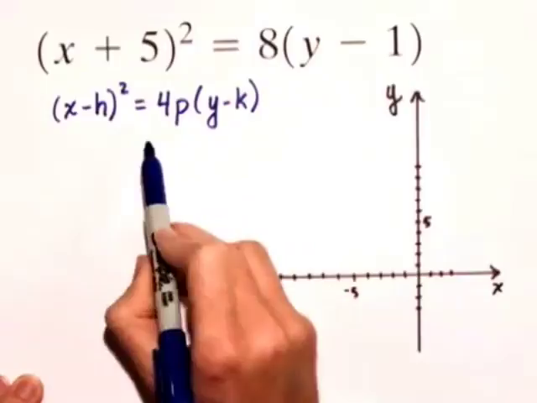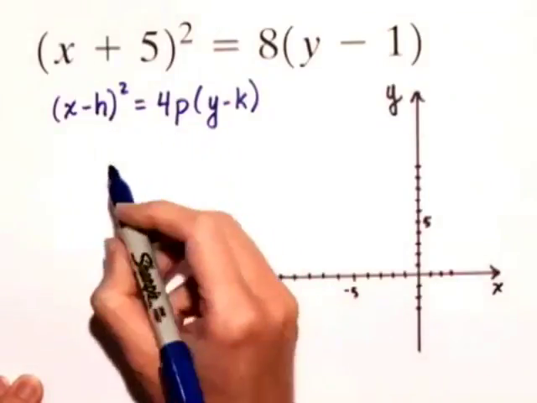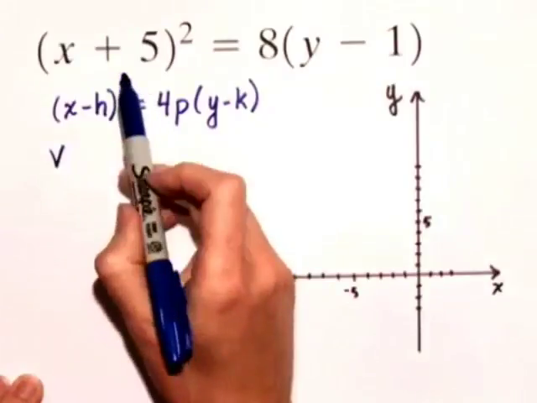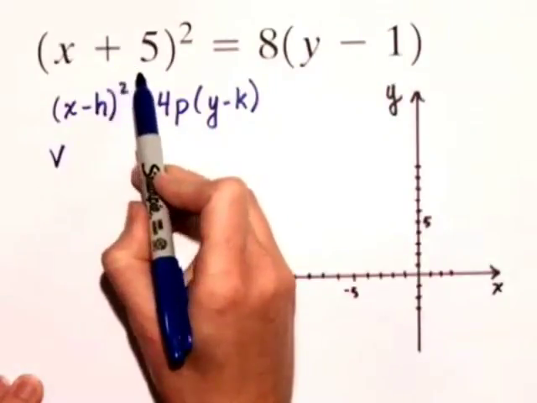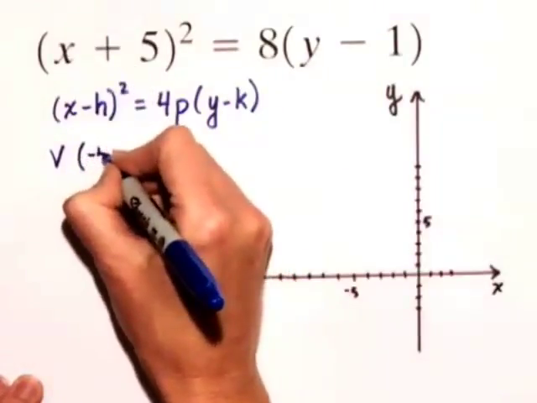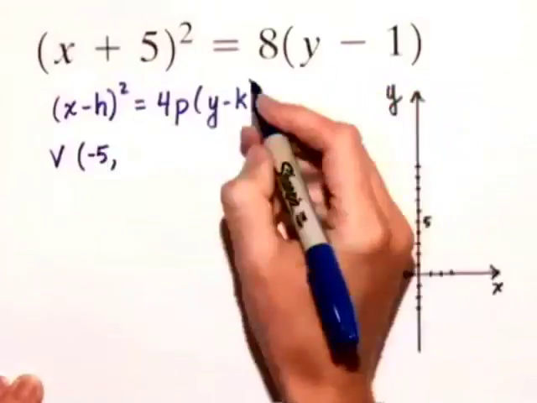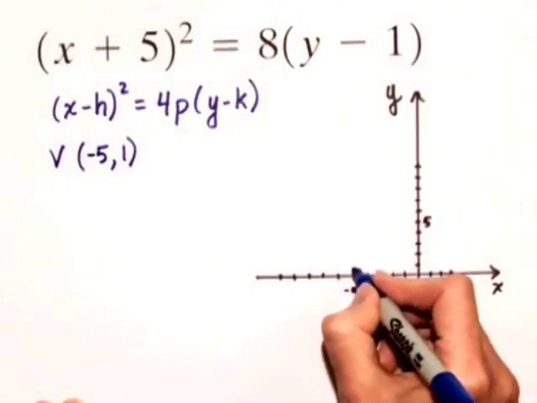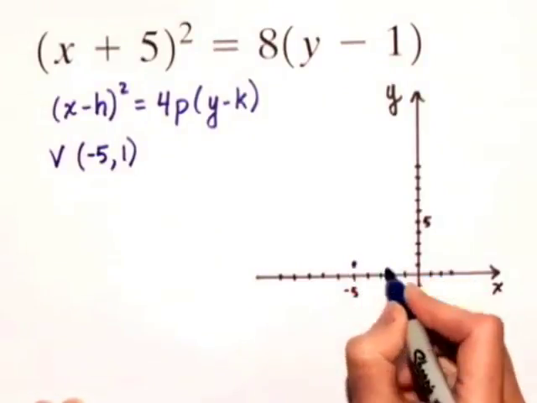So the first thing we want to do is find the vertex. The vertex is located at (h, k). So in our case, h is really negative 5 and k is equal to 1. So our vertex on this parabola is located at (negative 5, 1). Let's go ahead and put that on our graph.